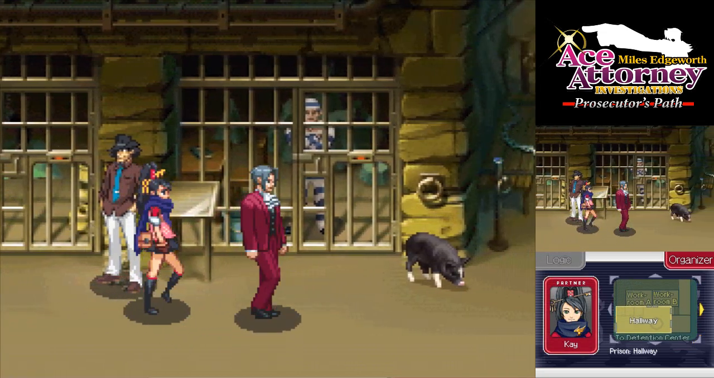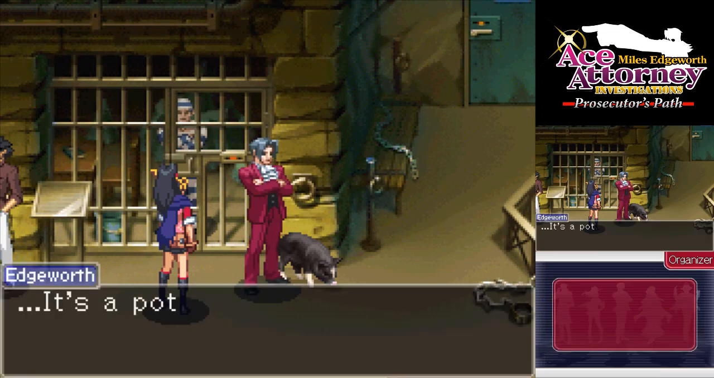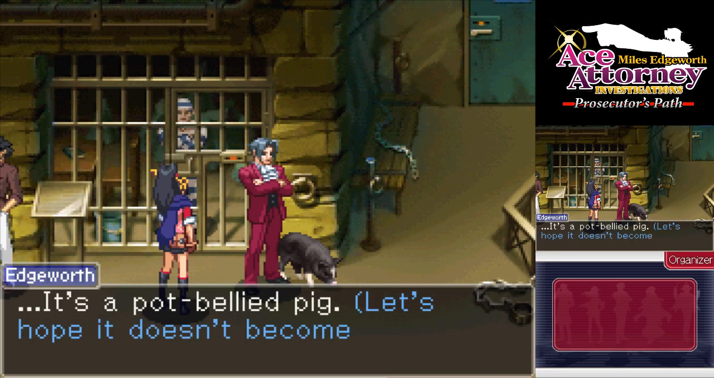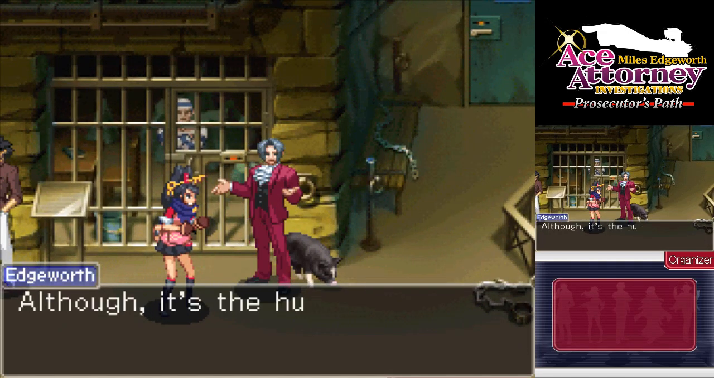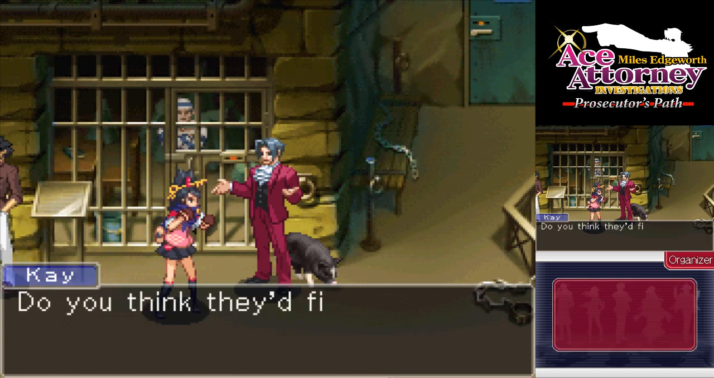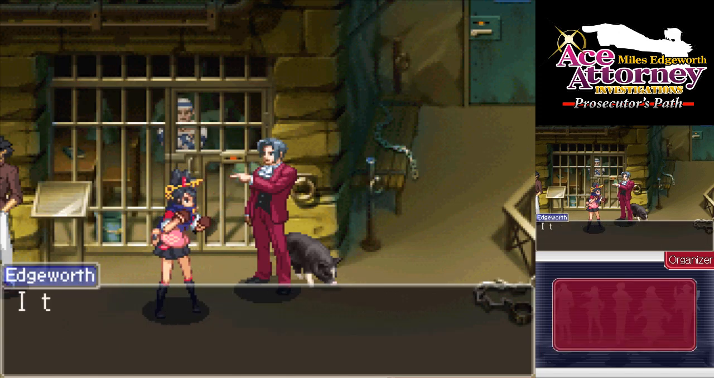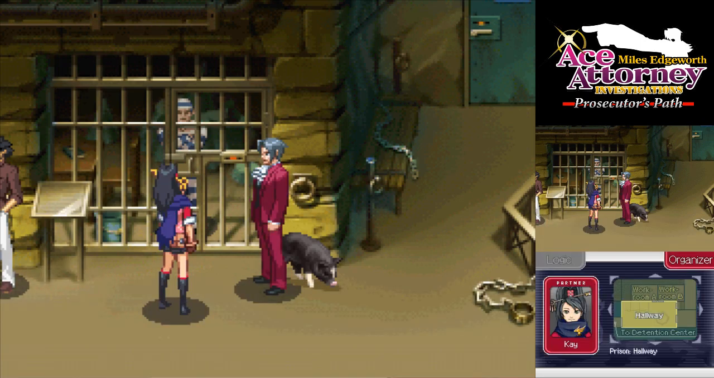Okay, so it was this. Oh, hey, big. Oink, oink, oink. It's a pot-bellied pig. Let's hope it doesn't become dinner. How nice! It's like a zoo! Although it's the humans who are treated like animals in here. Do you think they'd find out if I took one home with me? I think that if you did that, you'd be the one behind bars.